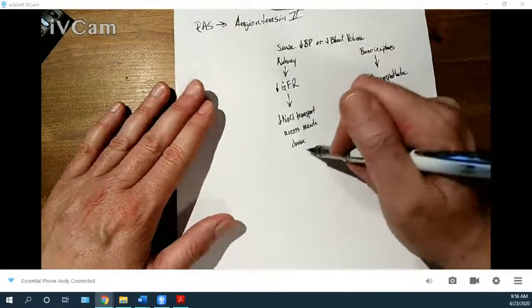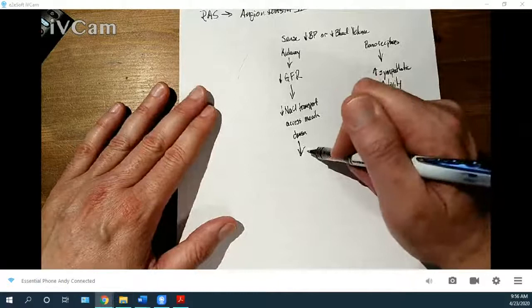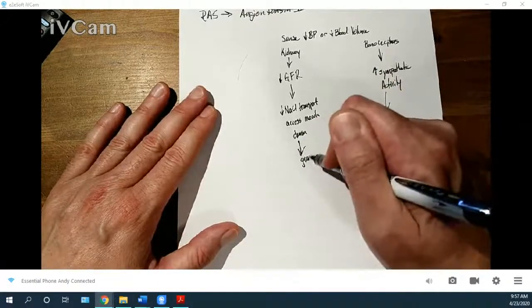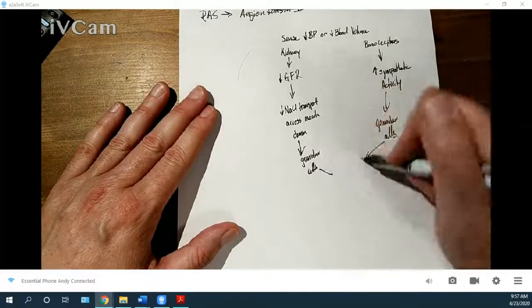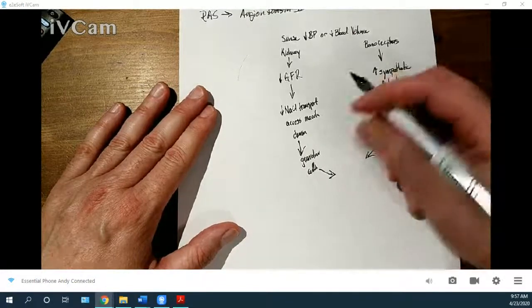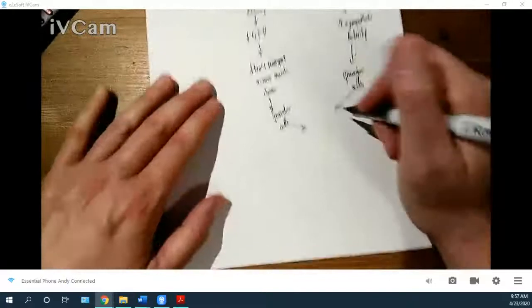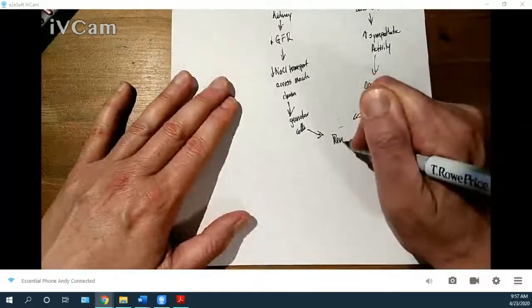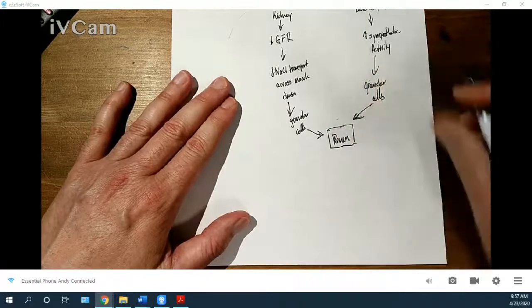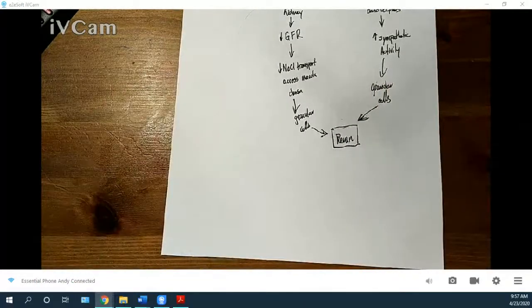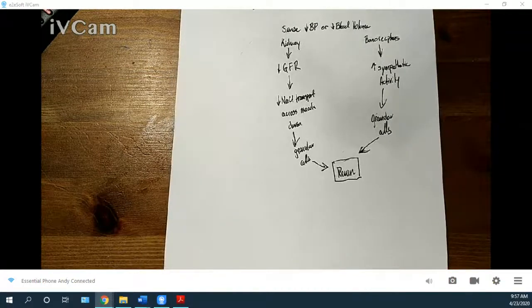Okay, and then we're going to tickle the same granular cells that we were over here. And the granular cells are going to make renin. This is the first ingredient in our blood pressure control. We have renin. So renin now is being produced because we've sensed that there is some kind of alteration in blood pressure. Something went haywire.